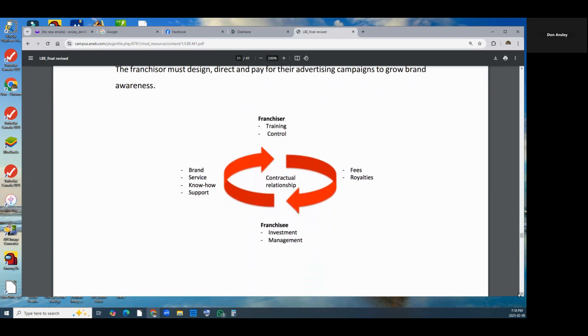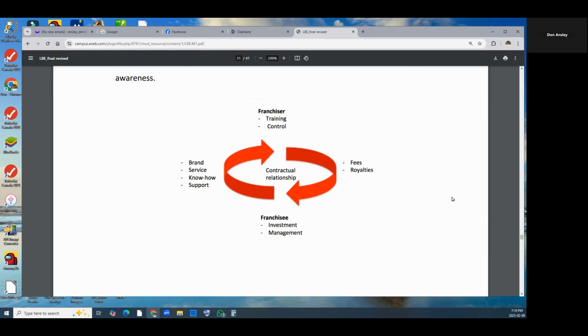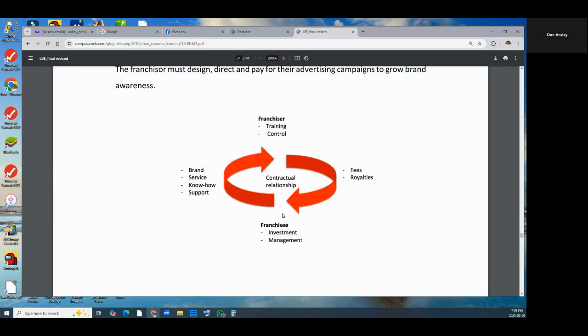So here is a diagram of that. The franchisor, the franchisee. Brand, service, know-how, and support all have to come from the franchisor, and fees and royalties will go to the franchisor. Franchisor, franchisee, franchise. Oh, I think they may have an "or" there. Yeah, that makes some sort of sense.